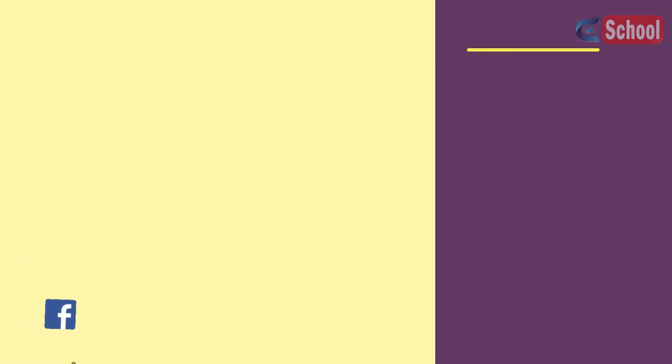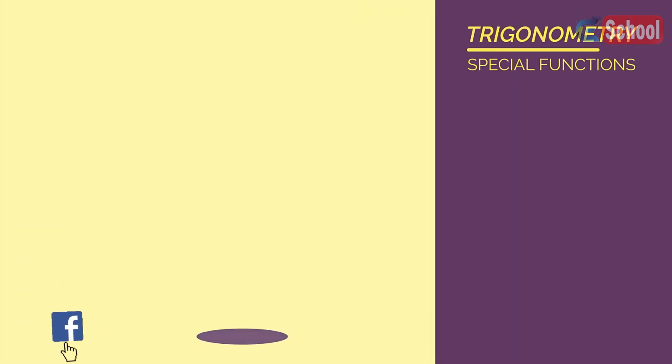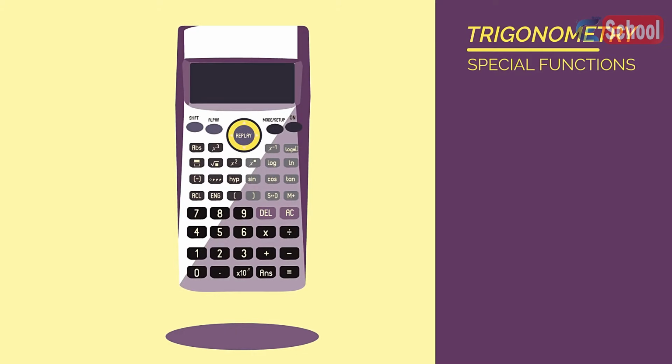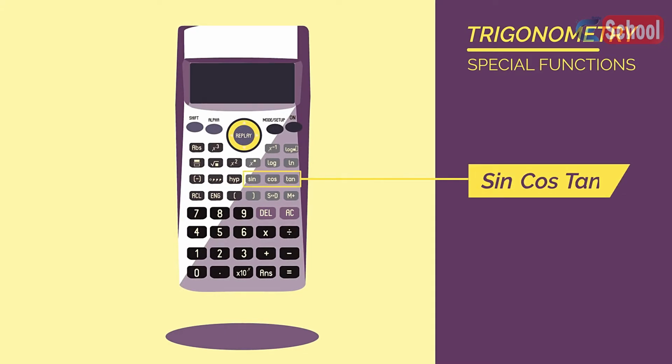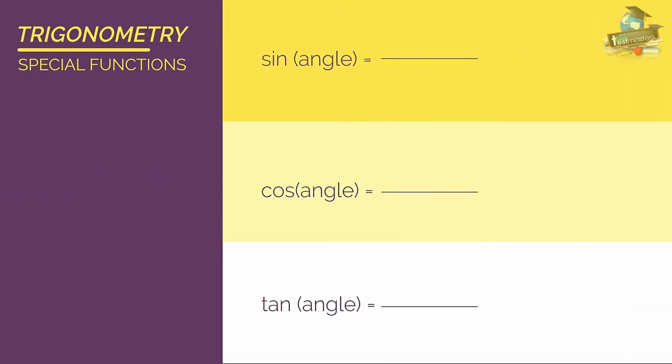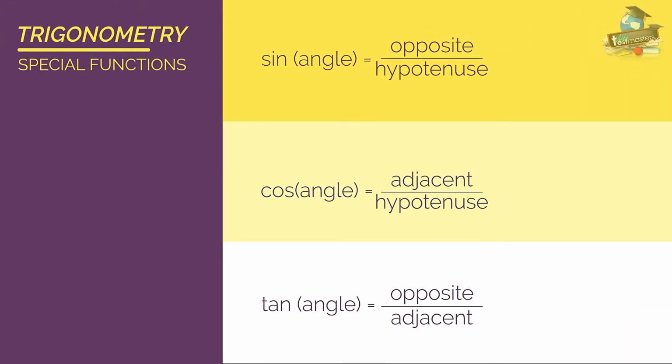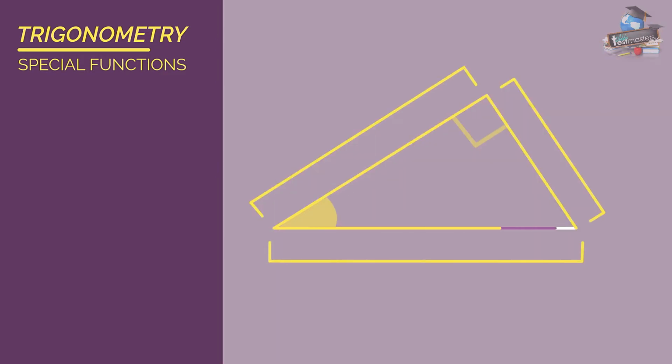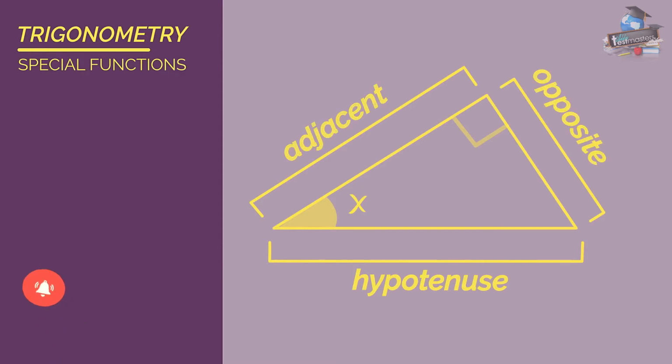There are three main functions in trigonometry: sine, cosine and tangent. But we just call them sine, cos and tan, which is how they are labelled on your calculator. These functions are just ratios between sides and angles on right angle triangles. So we need to firstly know which side is the hypotenuse, which is the opposite, and which is the adjacent.